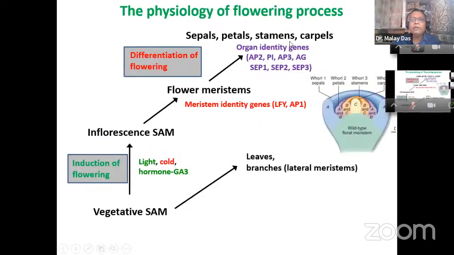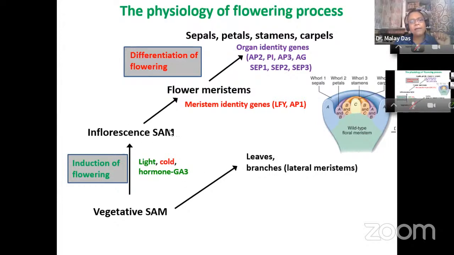Just as a recall, if you think about the physiology of flowering, or how flowering is induced, when it is time for the plant to flower, the vegetative shoot apical meristem is converted into the inflorescence meristem. That we call induction of flowering. And when does the plant decide that it is time to induce flowering? That happens as a result of crosstalk with the environment, particularly the intensity of light, duration of light, cold, and some internal biochemical factors like gibberellic acid.